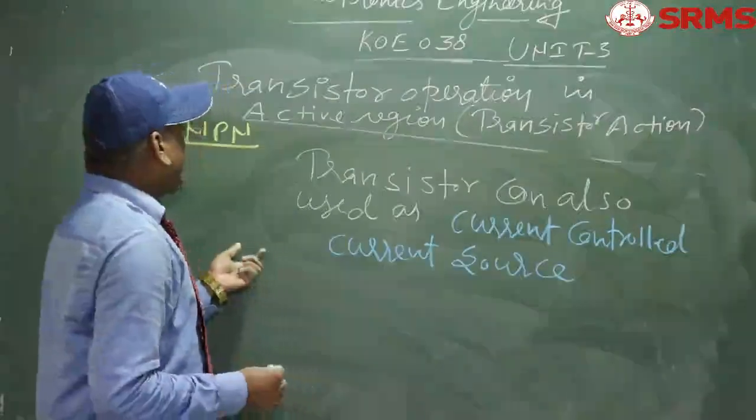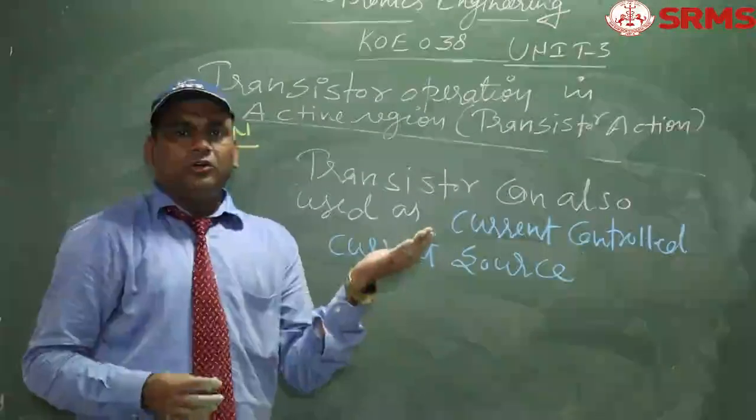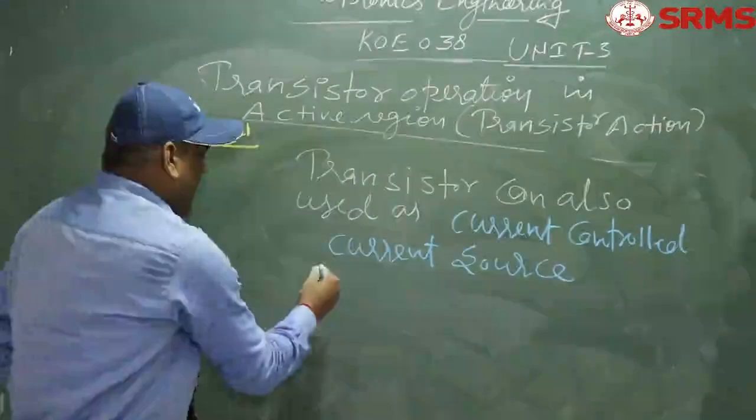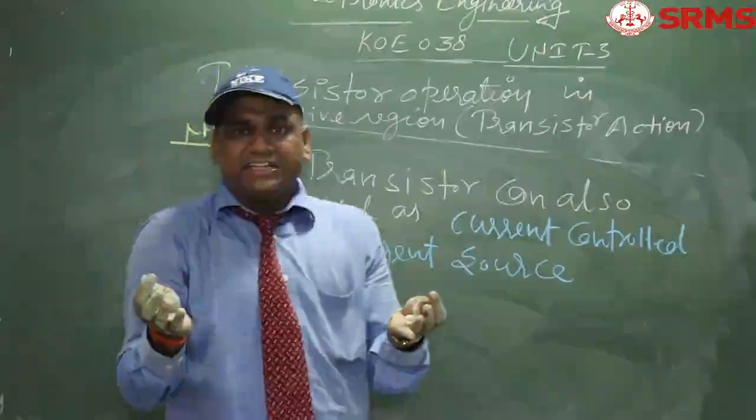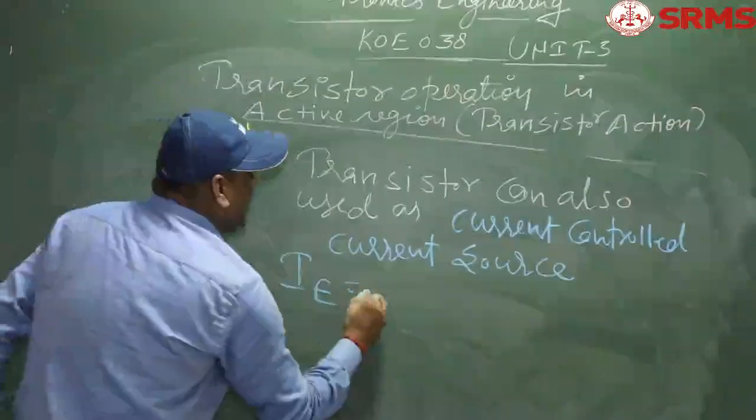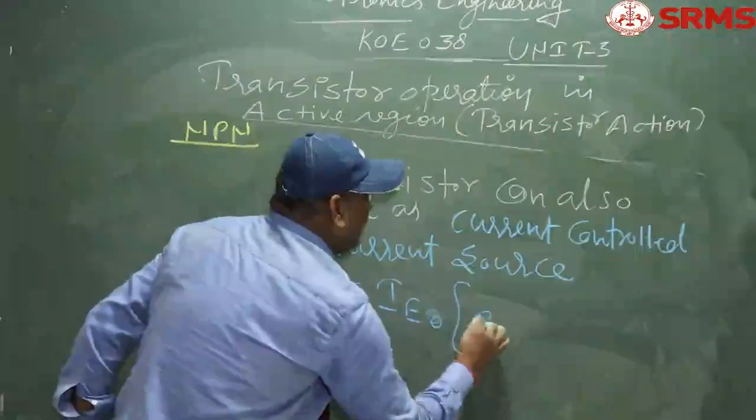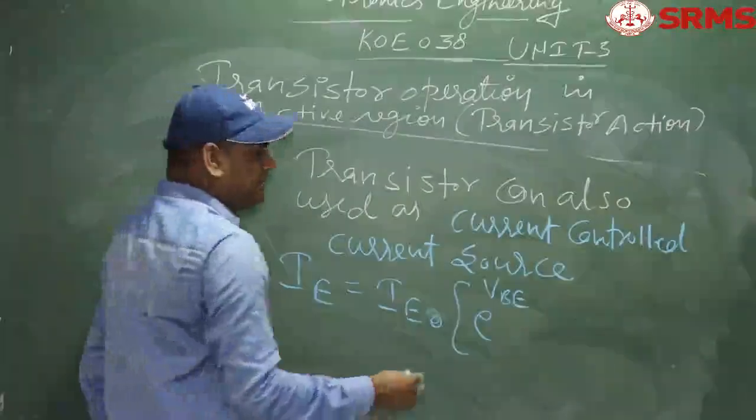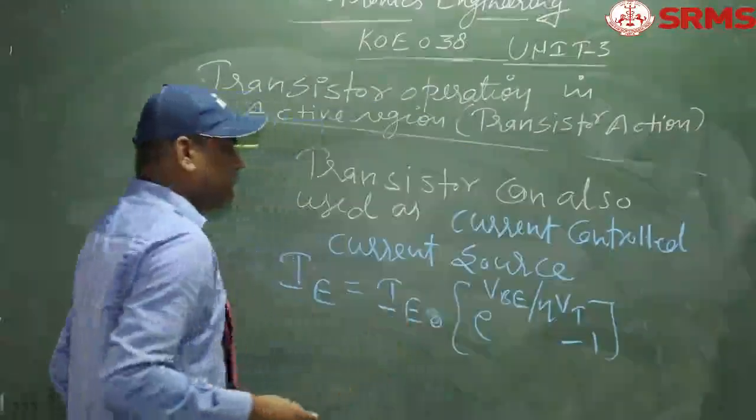So it is all about the BJT operation. Is that clear? I hope so. You can understand the concept of the operation of the transistor. And if you want to define the emitter current with the help of a PN junction diode, it is well known to all of us. IE can also be written as IEO times e to the power VBE by eta VT, minus 1, where VBE is the base to emitter voltage drop. Is that clear to you?